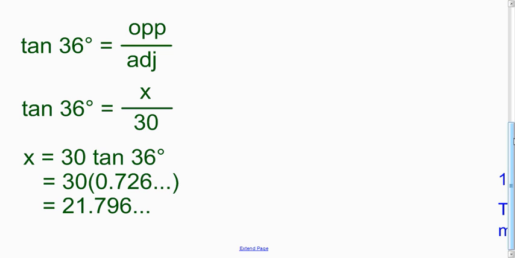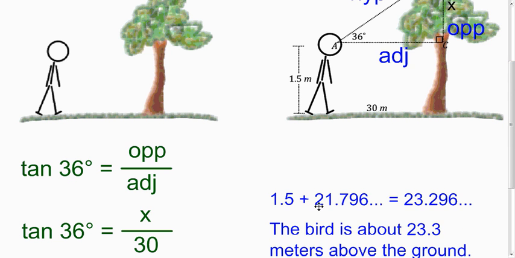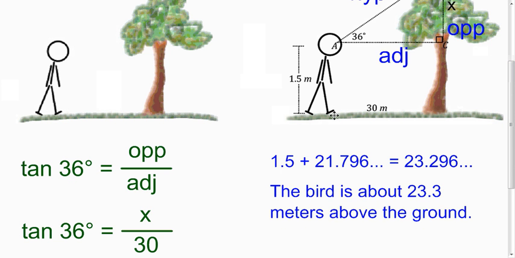Now it doesn't say where to round to. Let's round to the nearest tenth. And when we add that to our 1.5 meters, the distance from his eyesight to the ground, we get a total of about 23.3 meters. So that's how far off the ground the bird is.